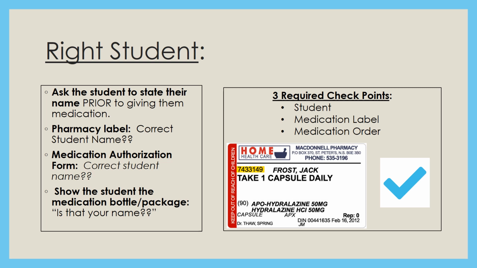The first right of medication administration is the right student. You must ensure you are giving the medication to the right person. Ask the students to state their name prior to giving them medication. Look at the pharmacy label. Does it have the correct student name printed on it? Check the medication authorization form. Is the correct student name written at the top of this form? Show the student the medication bottle or package and ask them, is this your name?